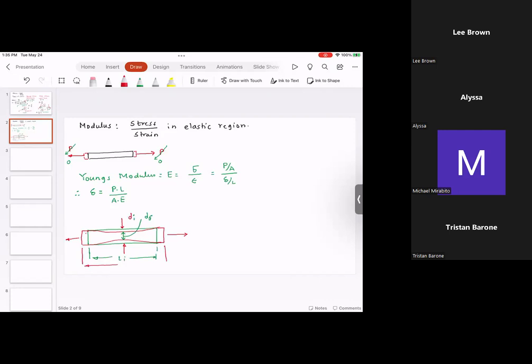Oh man, the lights keep on turning on and off. Okay.